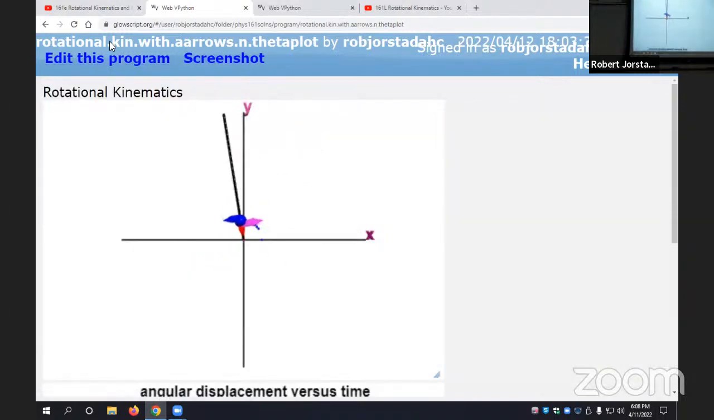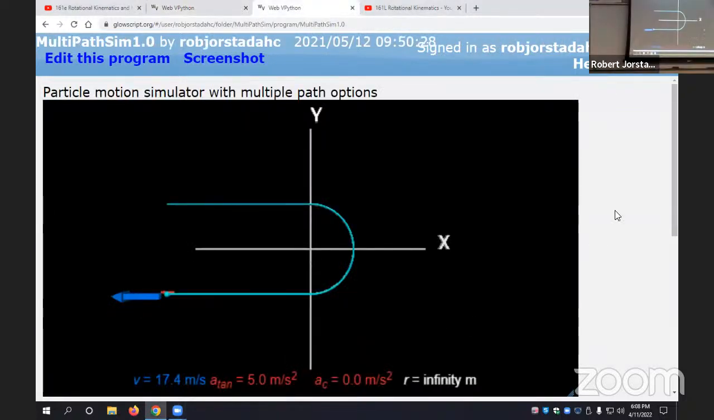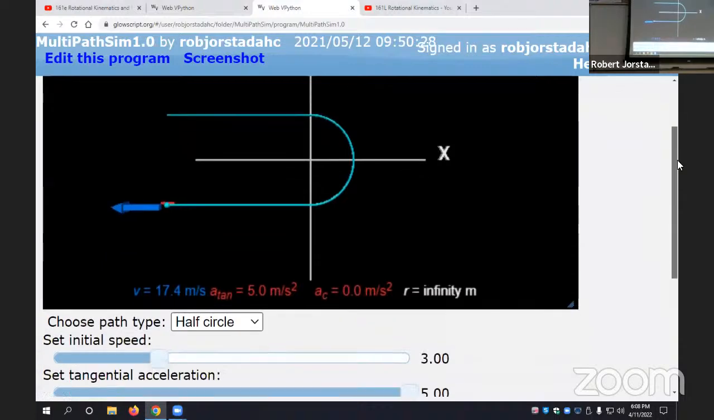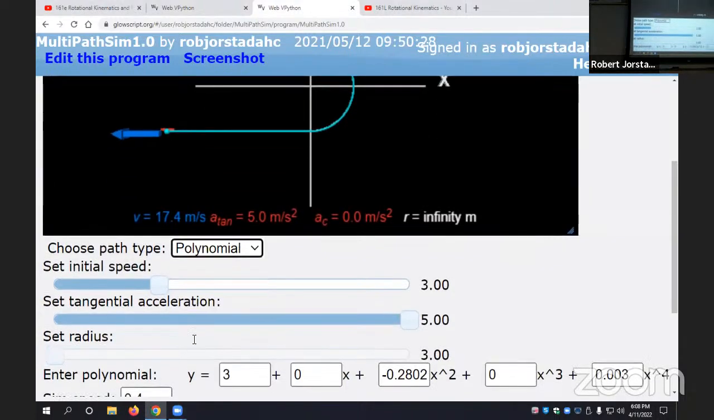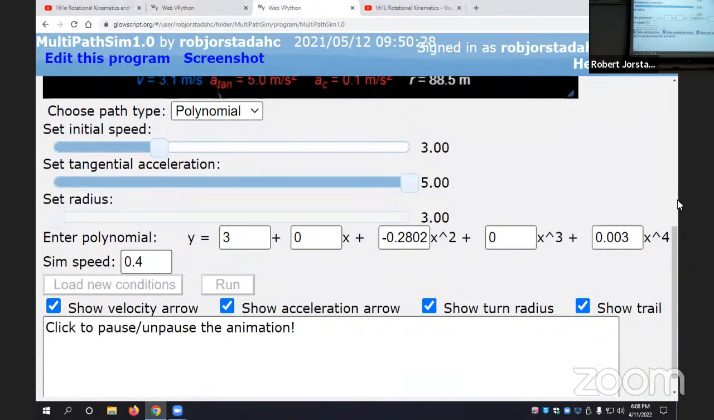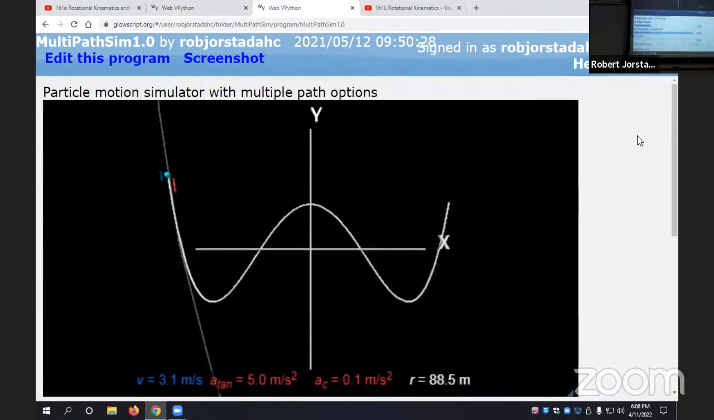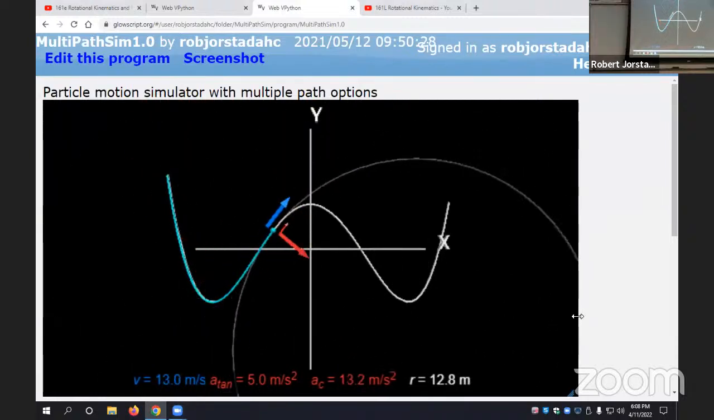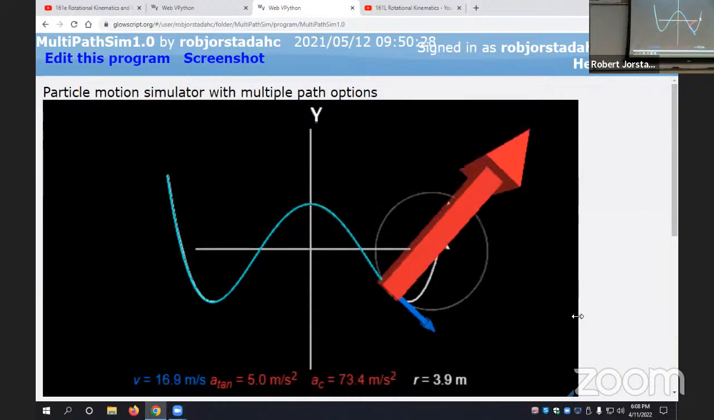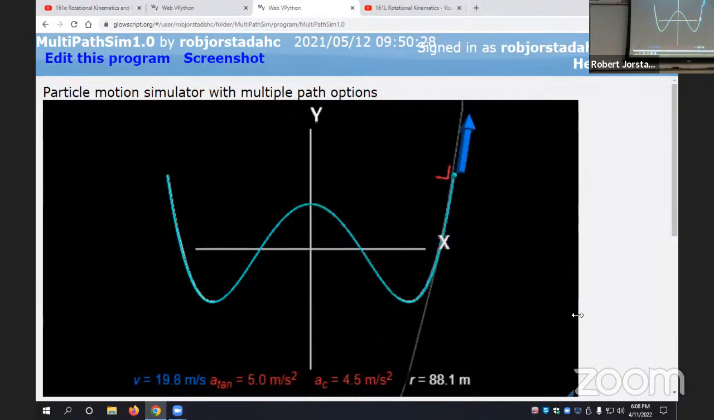Great. For another fun one, let's look at this one. I thought this is kind of interesting. I had a student work on this one. We could do different paths here, and in particular, let's do a polynomial, right? And now when I run this thing, let's just look at it. It looks really complicated, right? What is going on there?